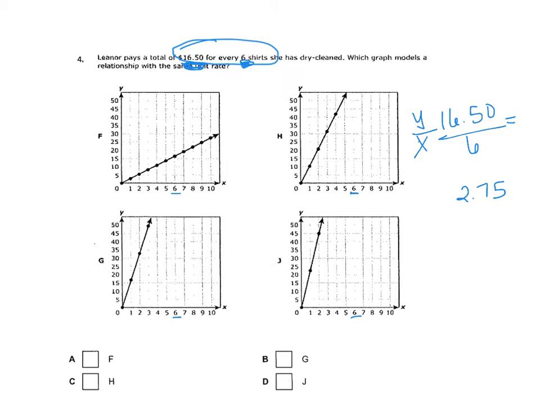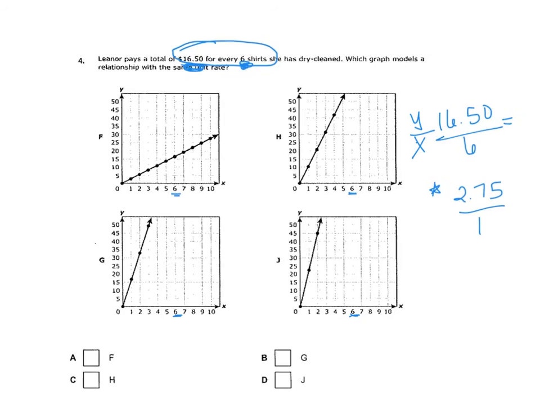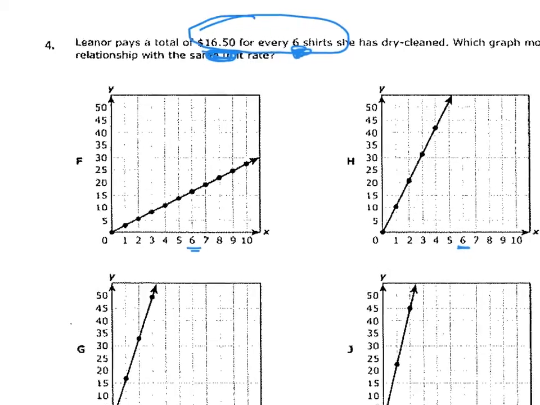Luckily, we have 6 on our graph. If we did not, if our graph was a little bit shorter and only showed us maybe 1 through 4, we might need to know that is our unit rate. It would be this over 1. So for now, let's look for 6 and $16.50.